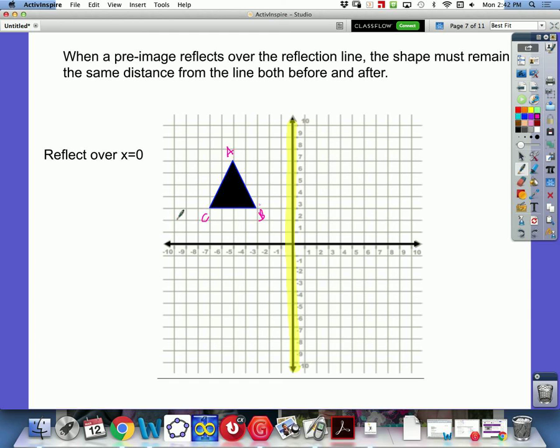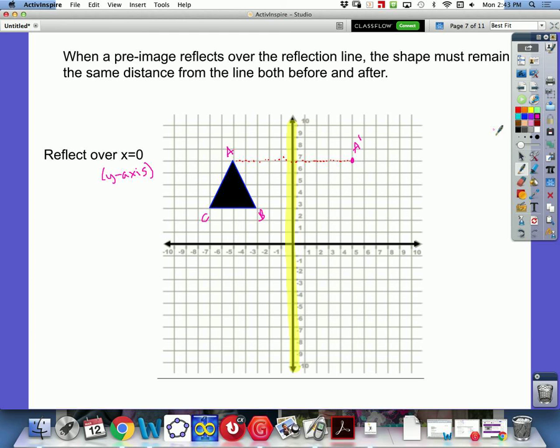Now x equals 0, that's the same thing as the y-axis. They try and trick you with that. Now, since that's my mirror line, however far each vertex is from this line, that's how far it needs to go on the other side. So kind of like a translation, I'm going to count 1, 2, 3, 4, 5. So that means on this side we also have to go 1, 2, 3, 4, 5. So my new A, my A dash, is there.